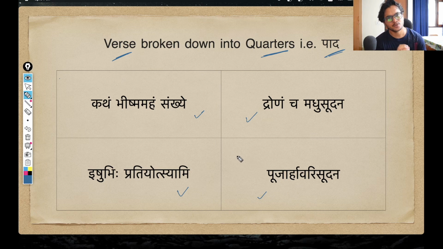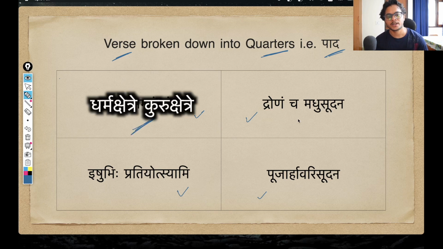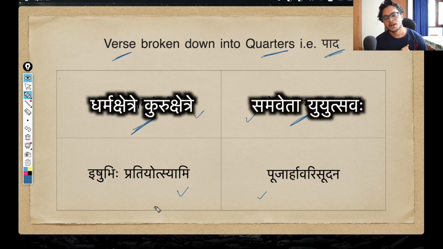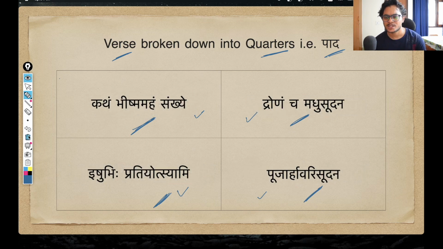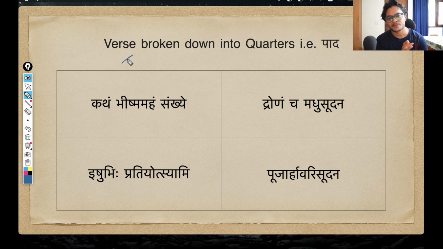This is the first step you are going to do with any verse. Suppose you take any other verse, like the first verse of Bhagavad Gita, Dharmakshetre Kurukshetre. You can divide it mentally: Dharmakshetre Kurukshetre, Samaveta Yuyutsavaha, Mamakaf Pandavaschaiva, Kimakurvata Sanjaya. This way you can chant it, and intuitively you can get the division of the entire verse into the 4 quarters. That is what we do.